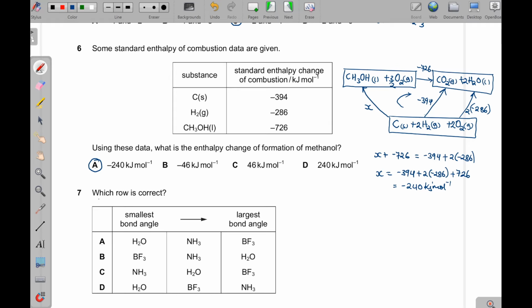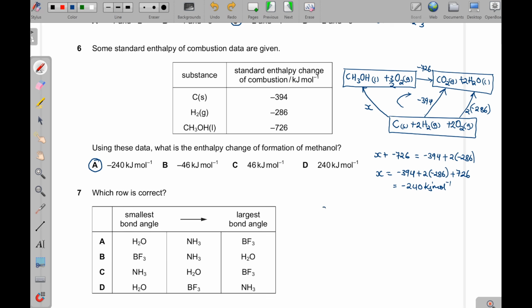Then question 7, which row is correct? The smallest bond angle and then largest bond angle. So we are seeing 3 molecules here: water, then ammonia, and then boron trifluoride. Now, what happens here? We are going to use valence shell electron pair repulsion theory. We look at the shapes of these molecules and then we look at the bond angles.